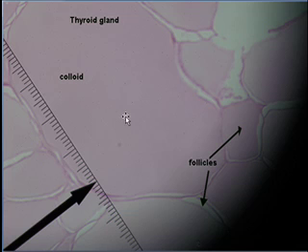This one is the thyroid, very easy to identify. You see the colloid. Each of these is a follicle, and in the center of the follicle, you see the colloid. The epithelium is cuboidal, but it's so flattened here to almost become squamous because it's so filled with colloid.